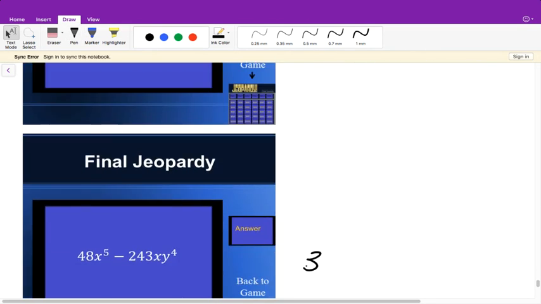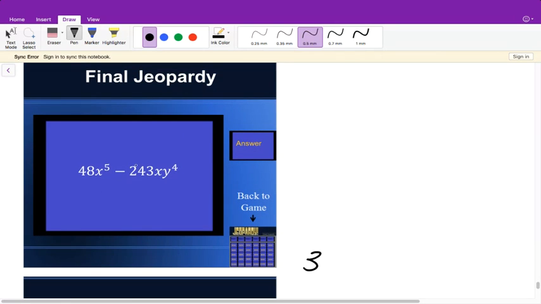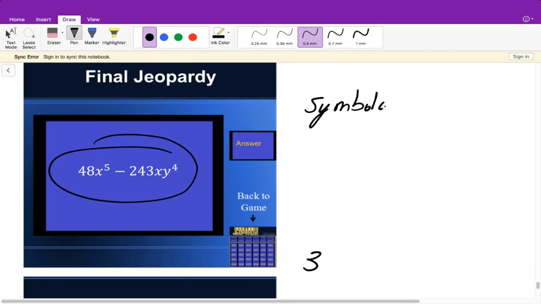All right, this last question, the final Jeopardy, I do suggest that you guys go on PictureMath or Symbolab.com and see how you can do this. I won't go through it, but you can use these websites to try and help you understand, or Google to see how you can do a question like this.